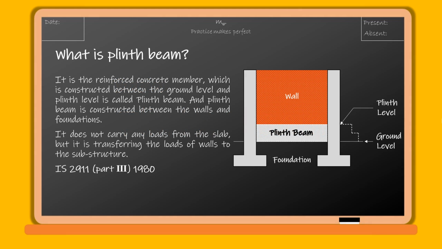Plinth beam is the reinforced structural member, which is constructed between the ground level and plinth level. And also plinth beam is constructed between the walls and foundations. It does not carry any loads from the slab, but it is transferring the loads of walls to the substructure. It is playing a vital role for every masonry wall at ground floor. IS 2911 Part 3 1980 is followed for plinth beam.